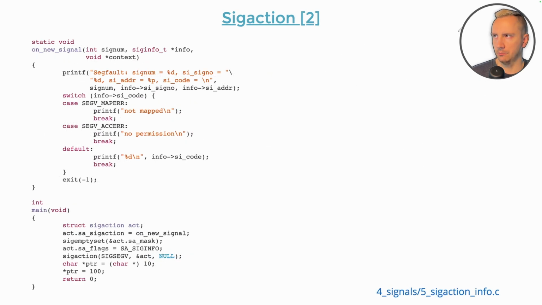Let's consider an example where we try to use this advanced signal handler. I set it here for SIGSEGV, segmentation fault.